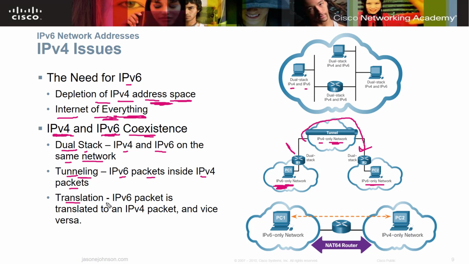And then when we talk about translation, you have a V6 packet, it's translated to a V4 packet and vice versa. That's a NAT64 router that translates. So if I have a V6 only and a V4 over here, and again, when it says V6 only, V4 is embedded inside of V6. The information is embedded inside there. So when it says V6 only, it'll run V6, and it'll have the V4 information there. But when you have a V4 only, it does not know the V6 information. So you have to have a router that converts that information.